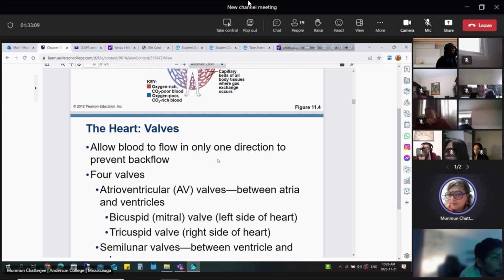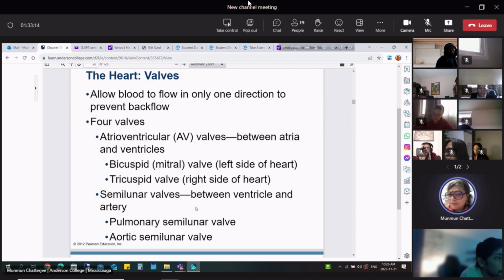Clear about the atrioventricular valves? Then we have the semilunar valves. These are half-moon shaped structures, that's why it's called the semilunar valves. Those are present between the ventricles and the artery or vein. We have the pulmonary semilunar valve and the aortic semilunar valve.